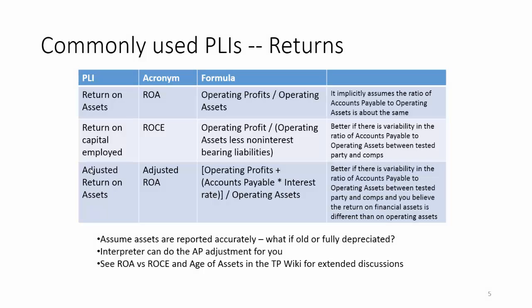The commonly used PLIs based on returns is return on assets, where the way to calculate it is operating profits divided by operating assets. We also have return on capital employed, operating profit divided by operating assets less non-interest bearing liabilities. We also have adjusted return on assets, operating profit plus accounts payable times interest rate divided by operating assets.